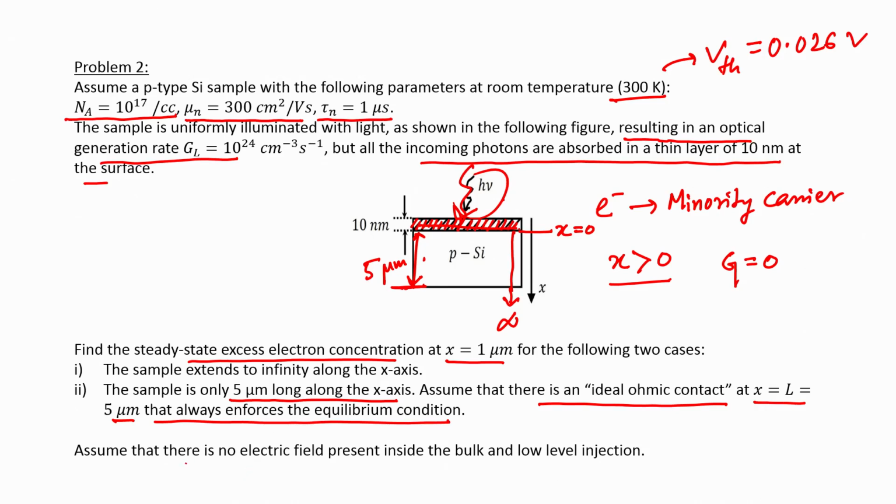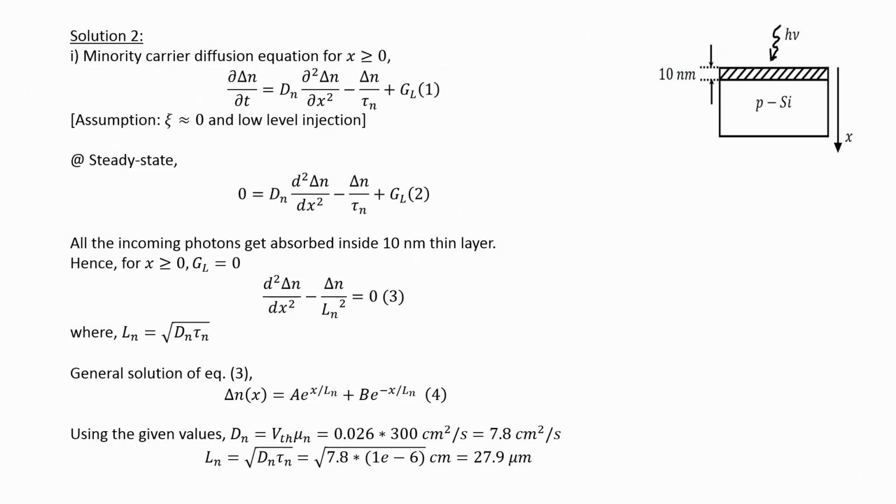So there are two assumptions you can consider here. One is there is no electric field present inside the bulk, and you can consider the low level injection. So this will basically help you to reduce the minority carrier diffusion equation. Okay, so let us try to solve this problem.